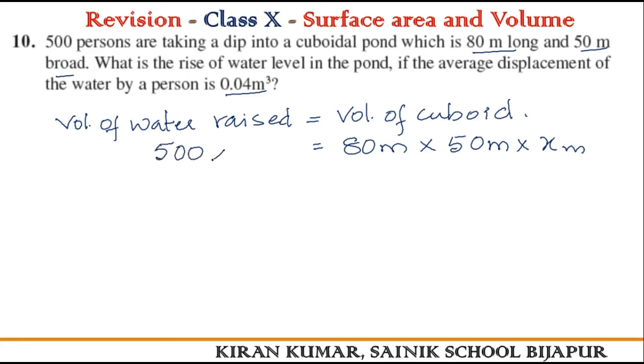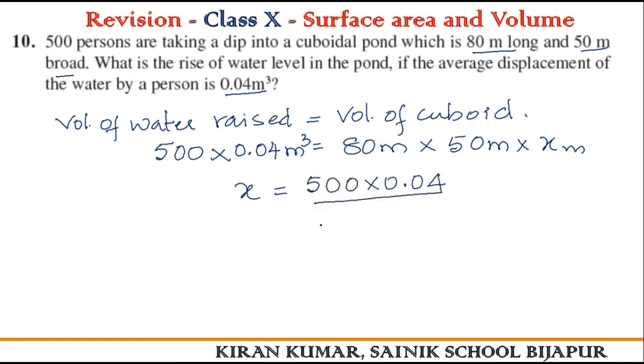So 500 persons has to be multiplied with 0.04 meter cube. Now I need value of x. X will be equal to 500 into 0.04 divided by 80 into 50. 80 into 50 is 4000.